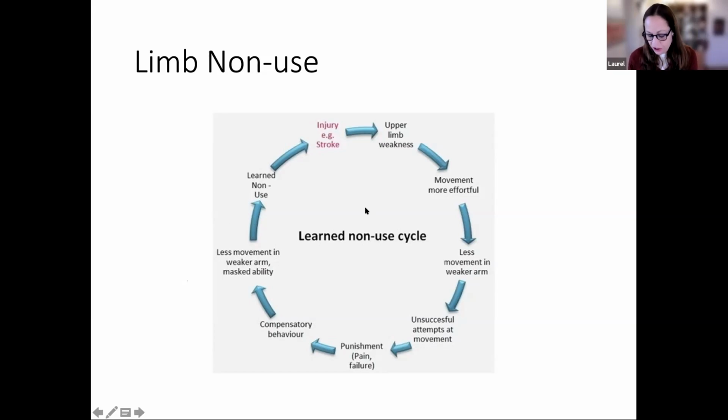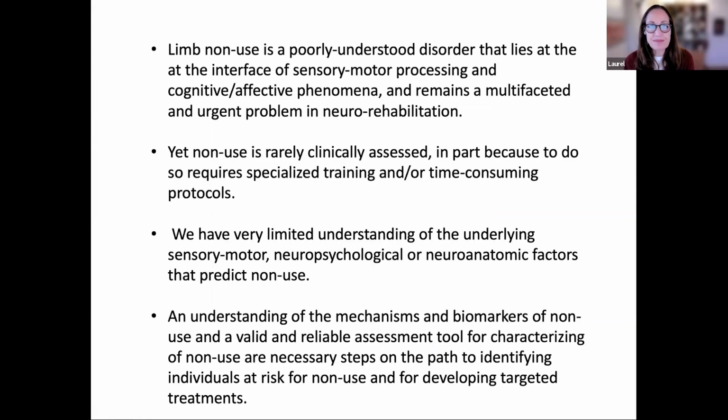That's been in the literature, it comes from animal models, and it formed the basis for the work that we're going to talk about today. It's very poorly understood. We know that it exists in humans, but we're not sure why and in whom. And it's at the interface of sensory motor processing and cognitive affective phenomena, which is right where some of us at MRRI like to work. We're very interested in this interface of what are the cognitive and affective predictors of a so-called motor deficit.